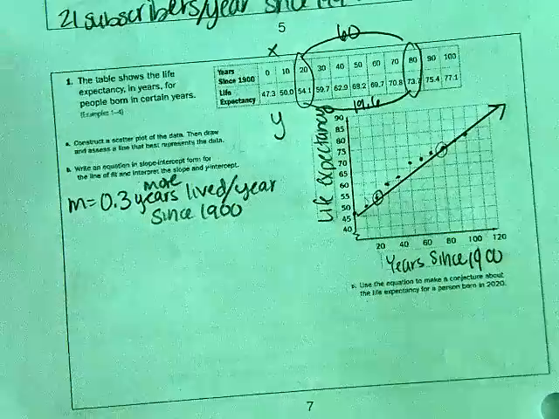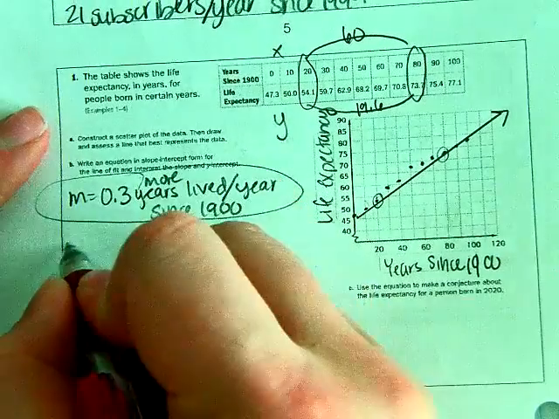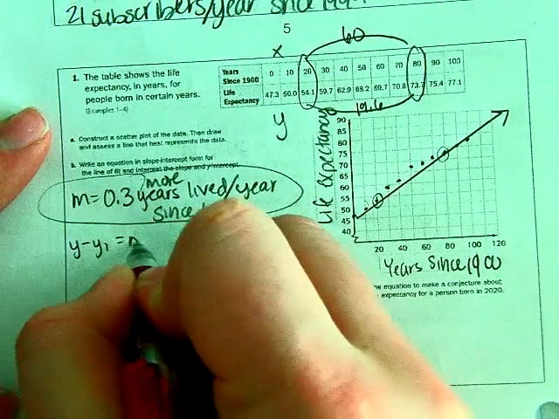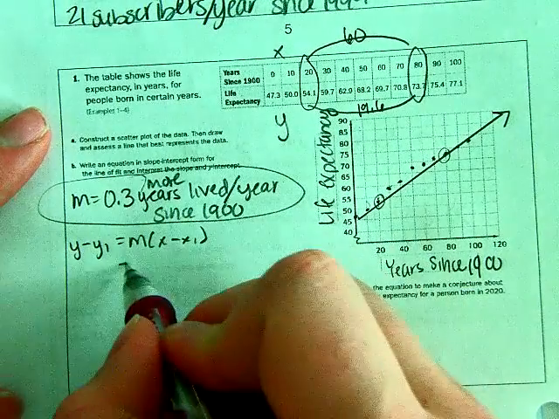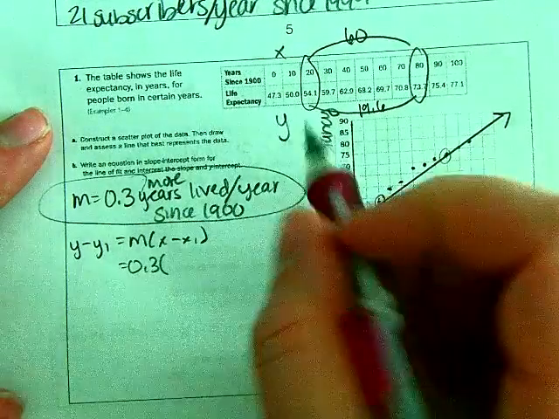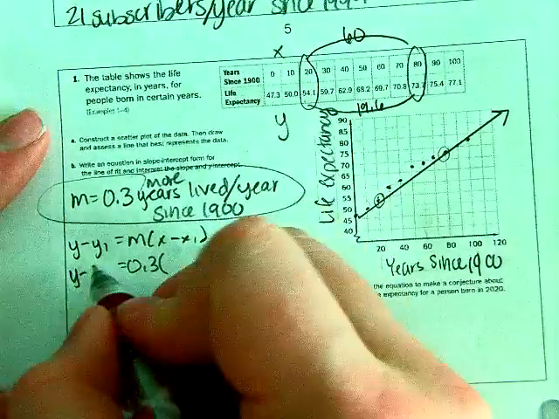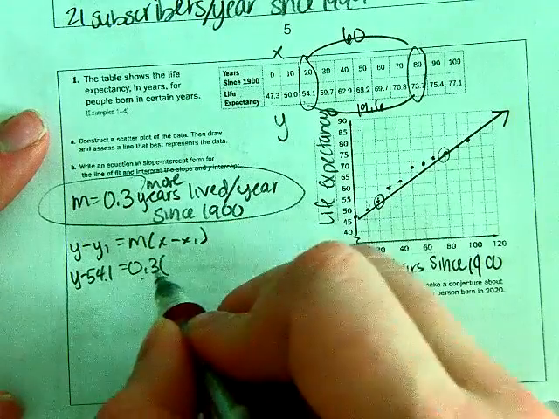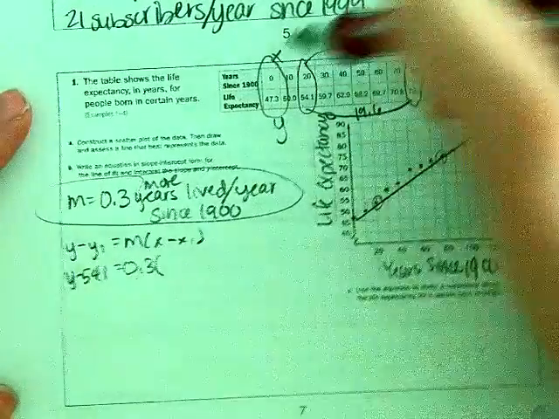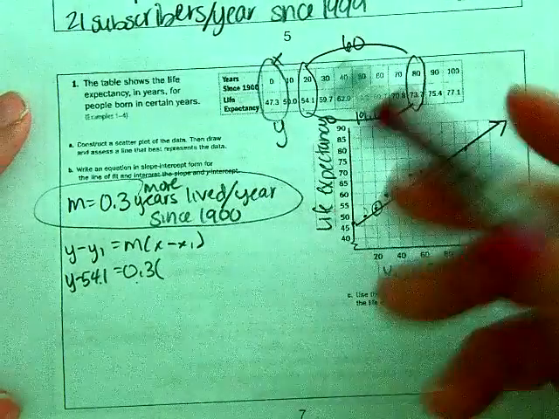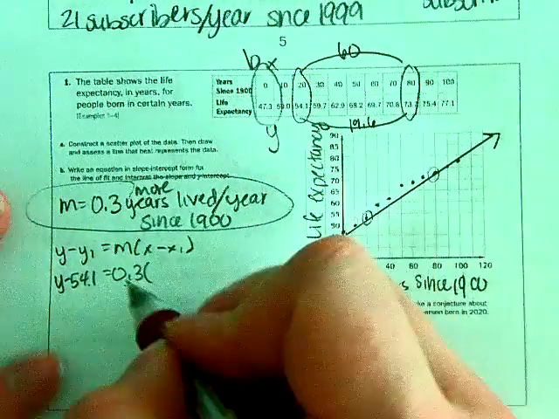Now I have to go and find the y-intercept, which is going to be my b. So I can put it into y minus y1 equals m times x minus x1. I'm going to use my slope as 0.3, and I'm going to pick the smaller ordered pair, so y minus 54.1 equals, oh, you know what? We can stop here because we already know the b. Ours is going to be a little different. This is going to be my b, where it starts on the graph, 47.3, but let's just see how far we get for more practice.